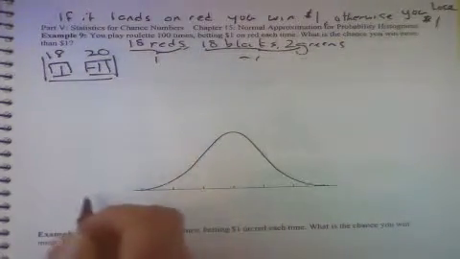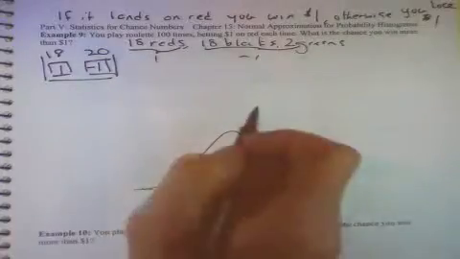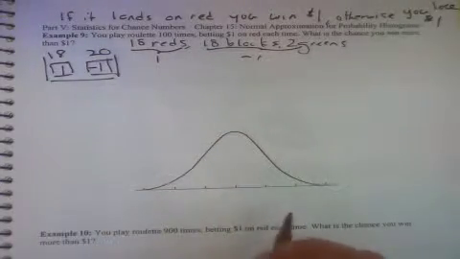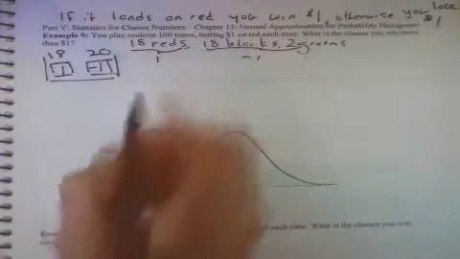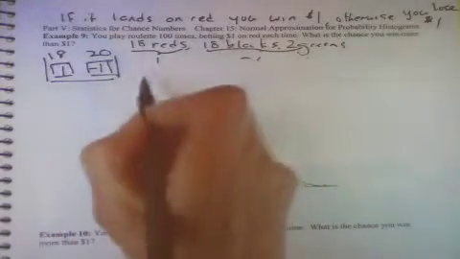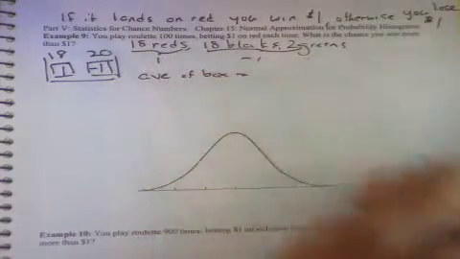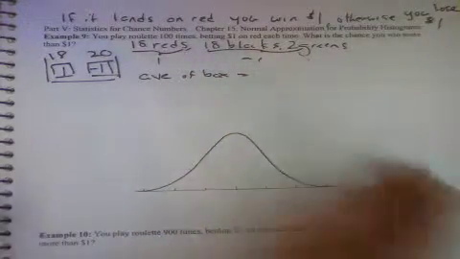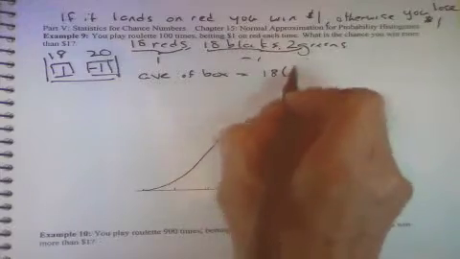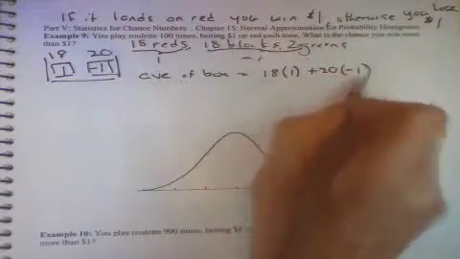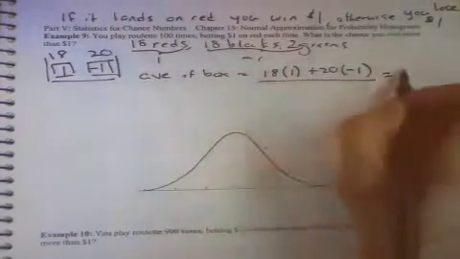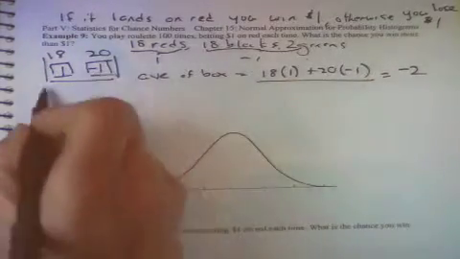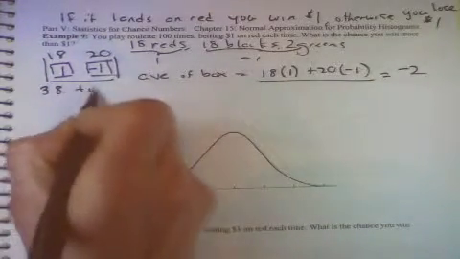All right, so now what do we want to figure out? We're always going to have to figure out the average and the standard deviation of the box, so we might as well start there. What's the average of the box? You have 18 ones plus 20 negative ones. That's 18 minus 20, which is -2, divided by 38 tickets.